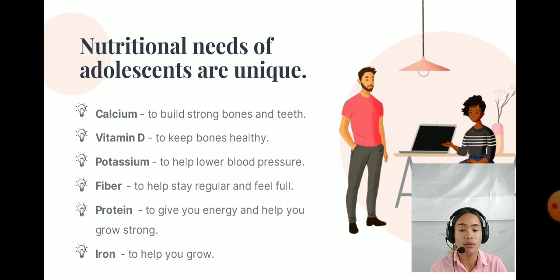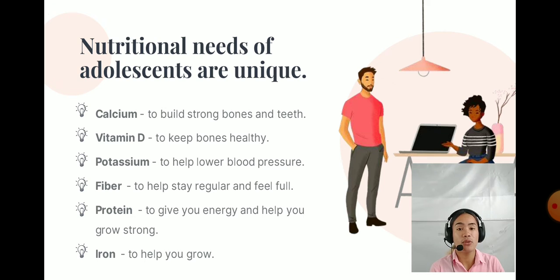The calcium to build strong bones and teeth. It is a good source of calcium, which includes fat-free or low-fat milk, yogurt, and cheese. The vitamin D to keep bones healthy. Good sources of vitamin D include oranges, tuna, and fat-free or low-fat milk.